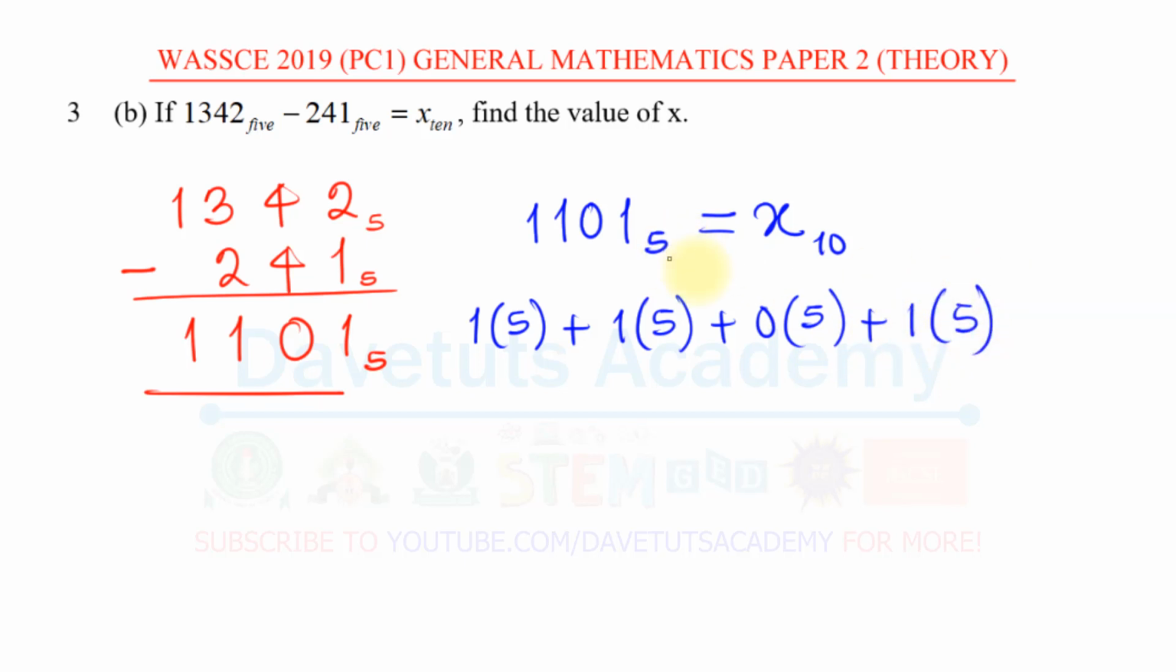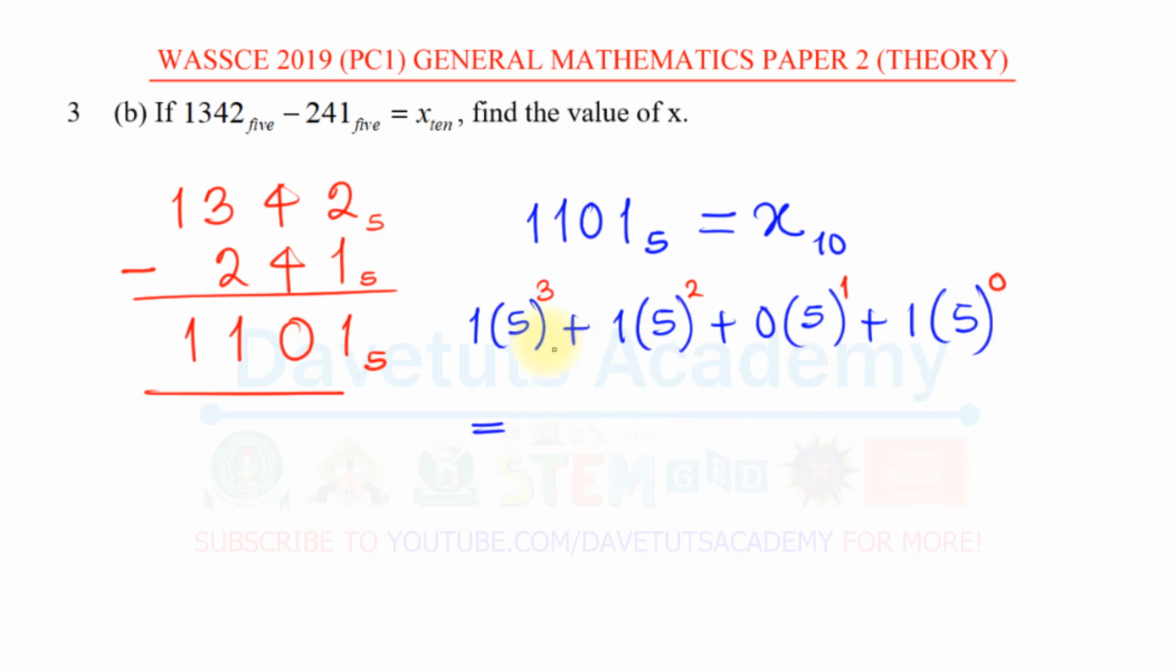And then we take the powers of the base, which is 5, from 0 up to the highest, starting from the right hand side. So this is 5 raised to power 0, 5 raised to power 1, 5 raised to power 2, and 5 raised to power 3. This is how you convert a number in a different base to base 10. Even if the base is 3, we do the same thing, but instead of using 5, we use 3.